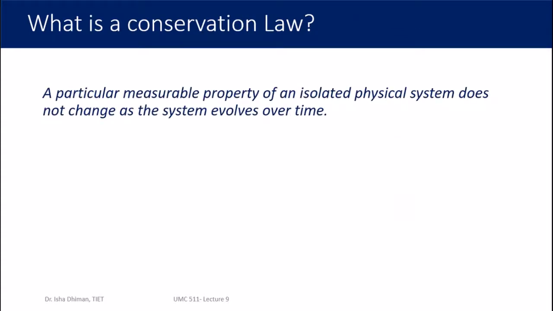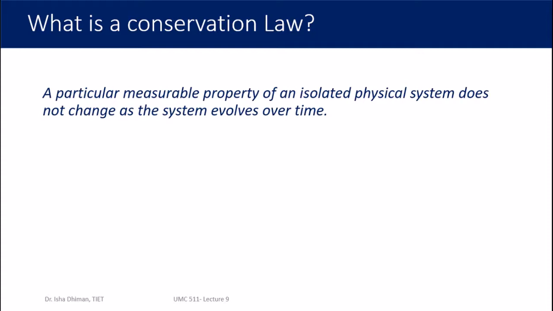So now we answer, what is a conservation law? A particular measurable property of an isolated physical system does not change as the system evolves over time. So there is something called a conserved quantity. A system has many quantities. It has energy, mass, momentum, temperature, current. Whatever your underlying system is, it has certain measurable things. So there are certain measurable properties which do not change with respect to time. They remain conserved, or constant, in one sense or another.